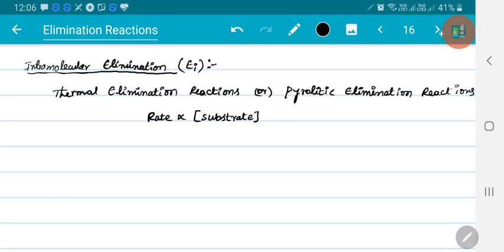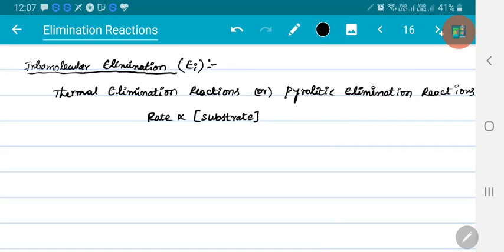Whereas in E1CB, the rate of reaction is also proportional to the concentration of substrate and the concentration of nucleophile, the base. It is bimolecular, and that means the order of reaction is 2. But here, the rate of reaction is proportional to the concentration of substrate only, and it is a unimolecular reaction.